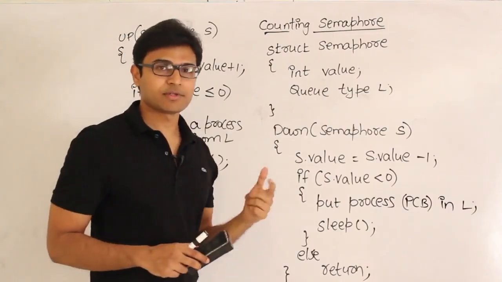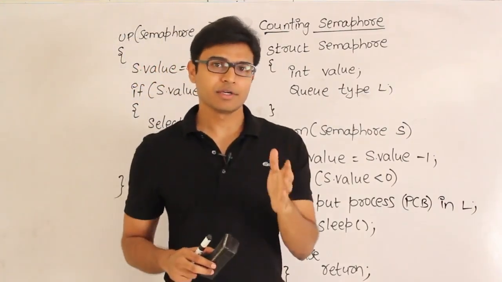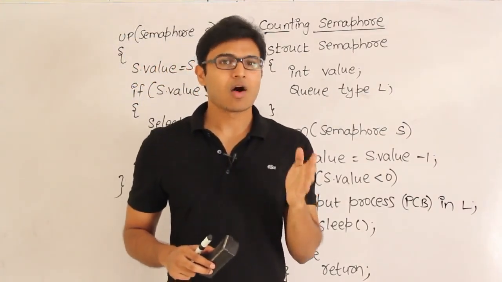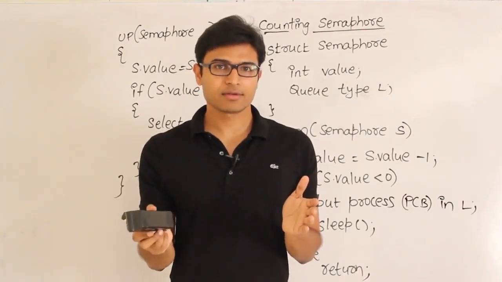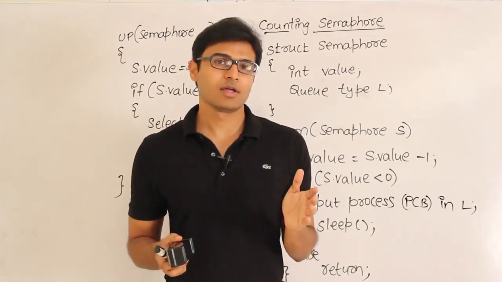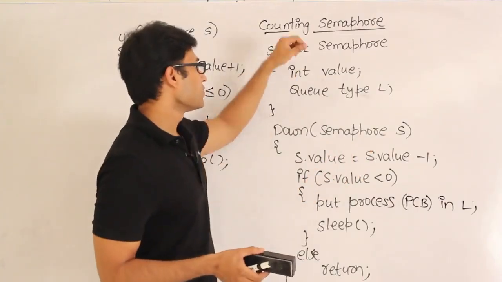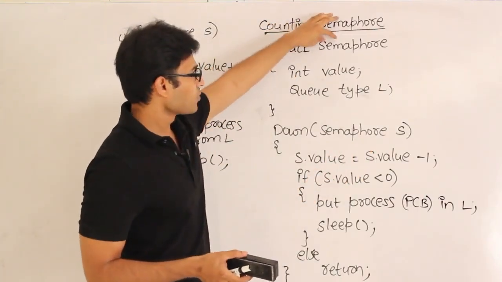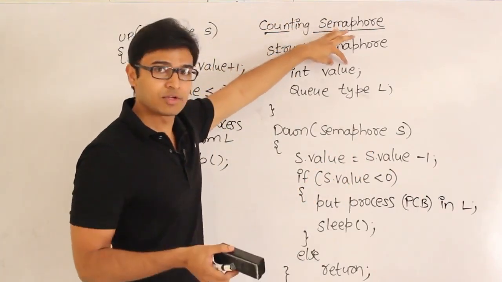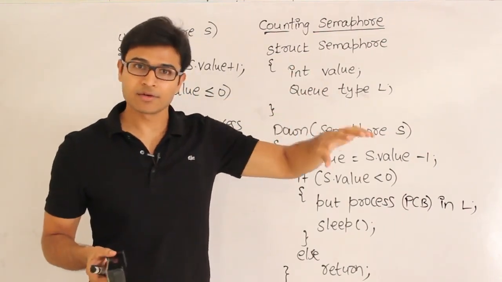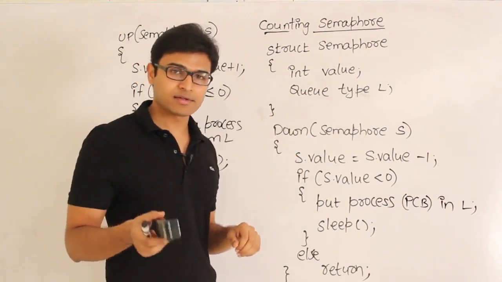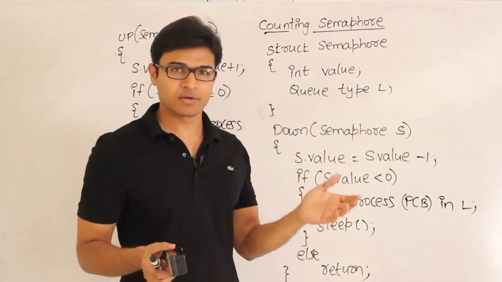So what does this integer value mean? Every semaphore, especially the counting semaphore, will have some integer value. It means how many processes can enter into the critical section at the same time. That is the meaning of this integer value. So the semaphore is going to have initially some value. That value will determine how many processes can simultaneously get into the critical section. Some critical sections might allow more processes to get into this.